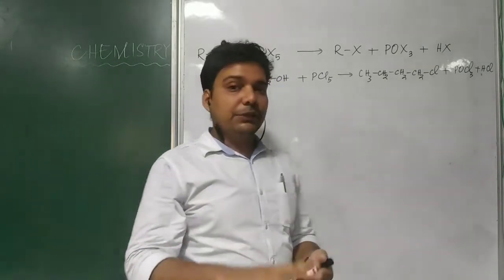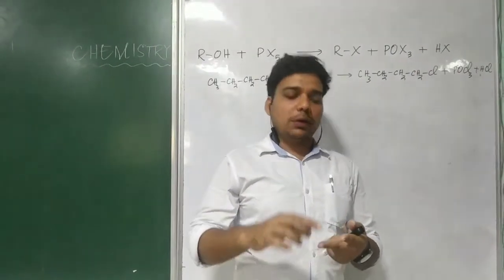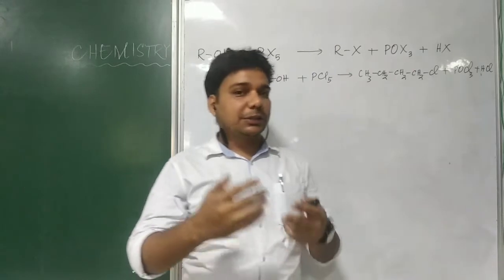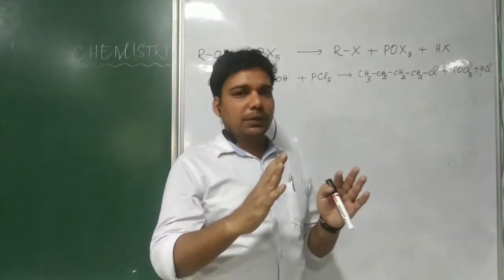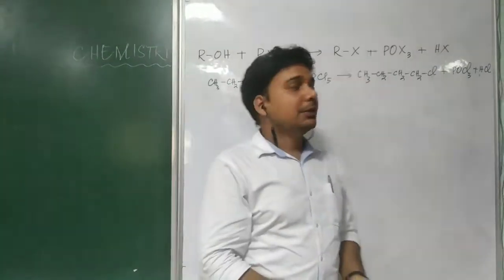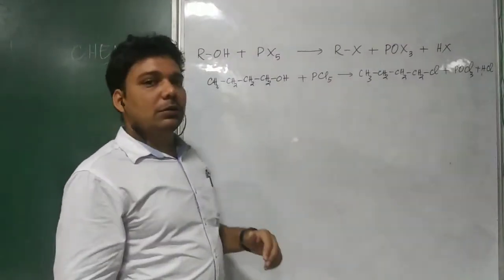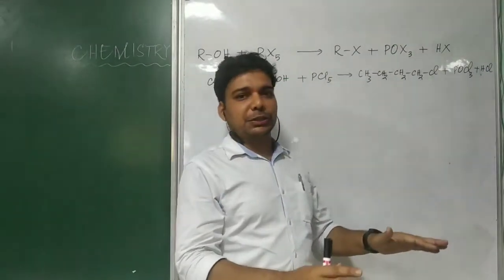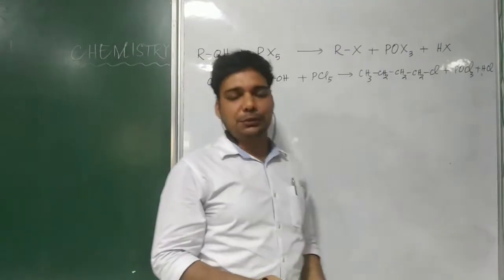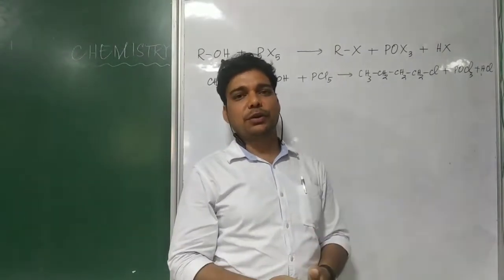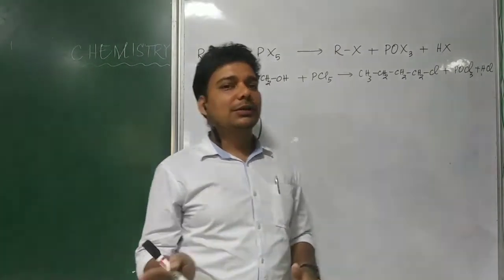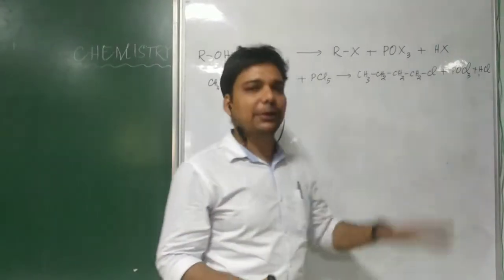Here also, if we use primary or secondary alcohol, the reaction occurs smoothly to form the alkyl chloride. But tertiary alcohols undergo elimination reaction instead of nucleophilic substitution, resulting in the formation of alkenes. Here also, tertiary alkyl halide cannot be obtained.